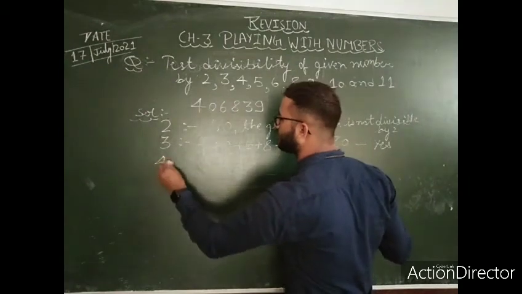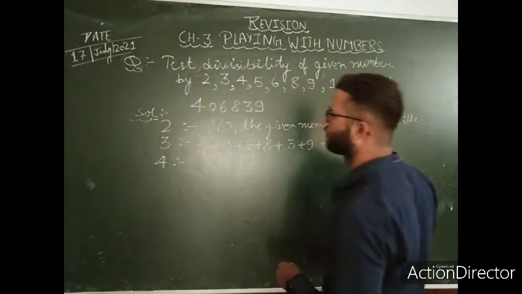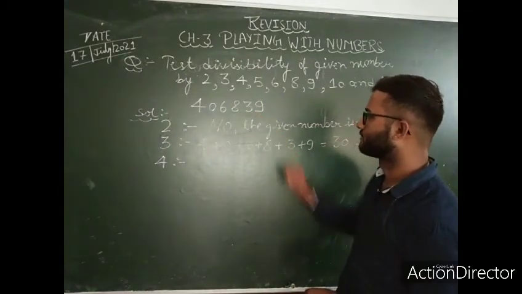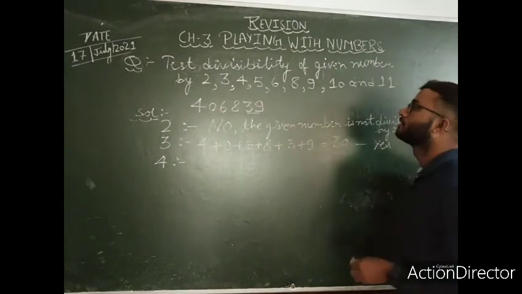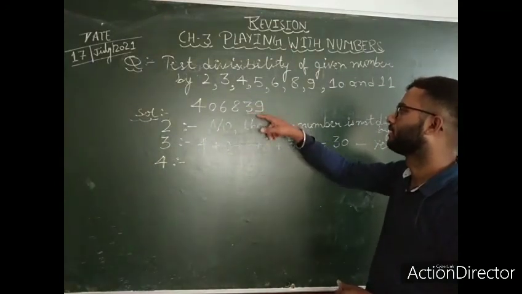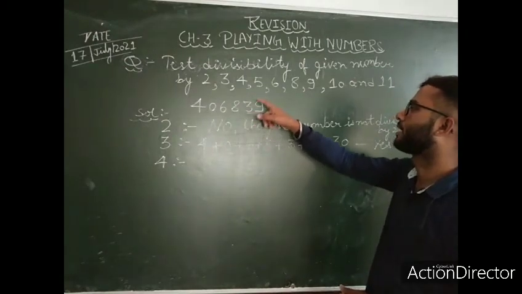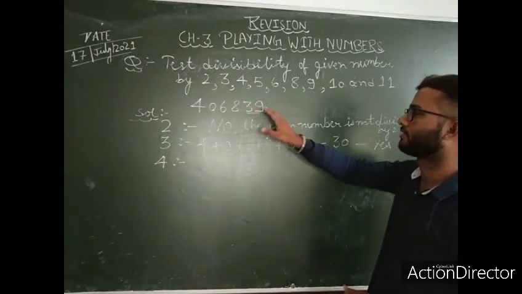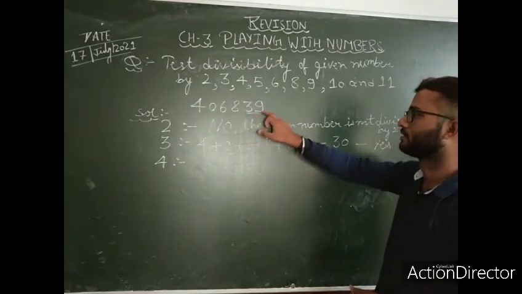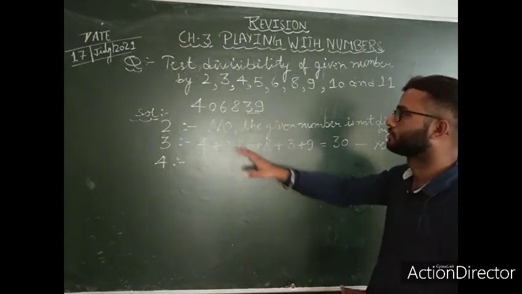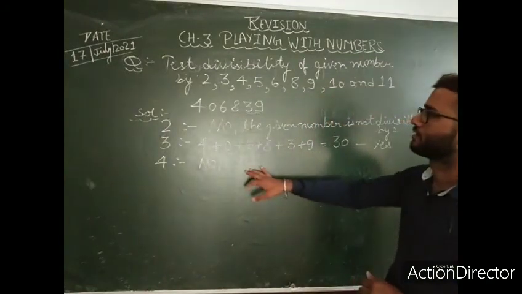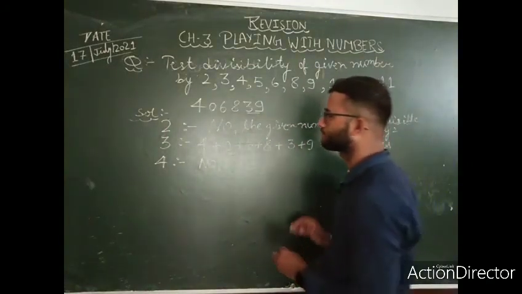Now we check divisibility by 4. The divisibility rule of 4 says that if we take the last two digits, meaning the digits in the tens place and unit place, and form a number, and that number is divisible by 4, then the whole number is divisible by 4. Here it is 39, and 39 is not divisible by 4. So we say no, the given number is not divisible by 4.